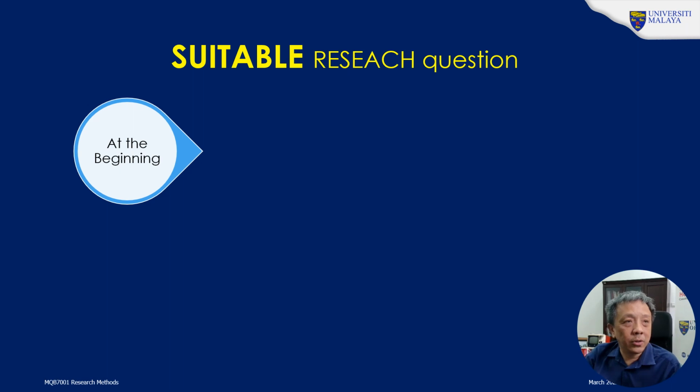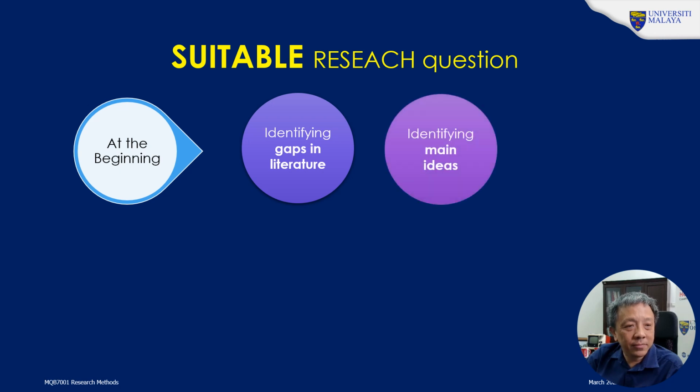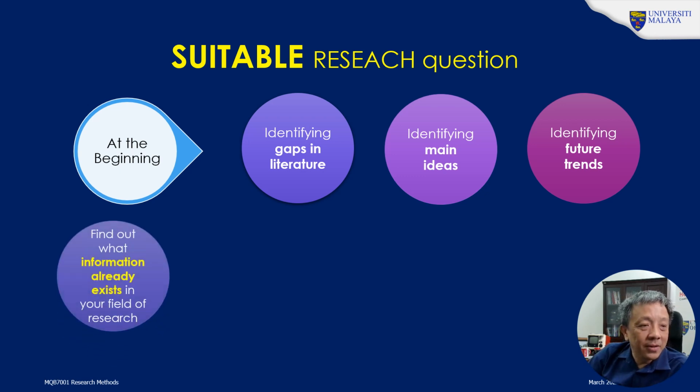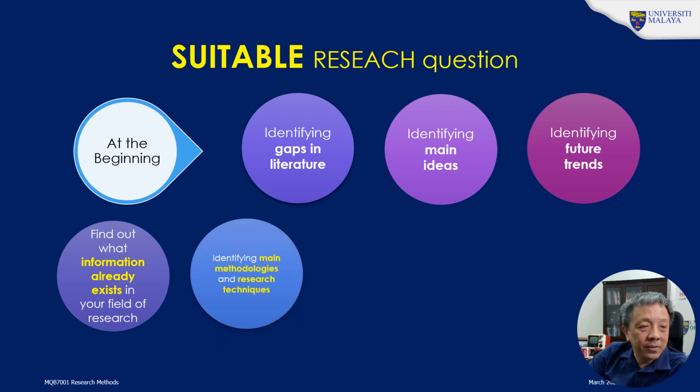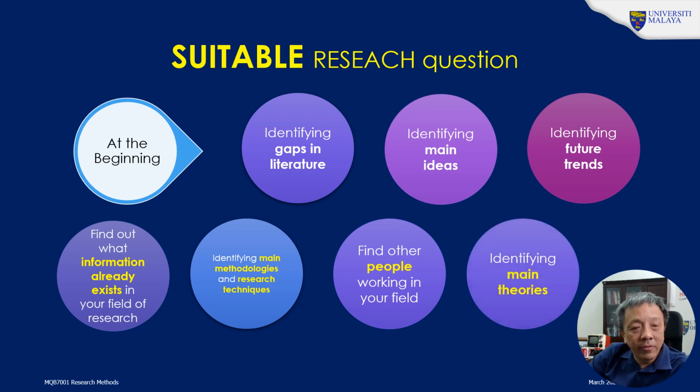Suitable research question at the beginning. Identify the gap in the literature. Identify the main ideas. Identify future trends. Find out what information already exists in your field of research. Identify the main methodologies and research techniques. Find other people working in your field. Identify the main theories.